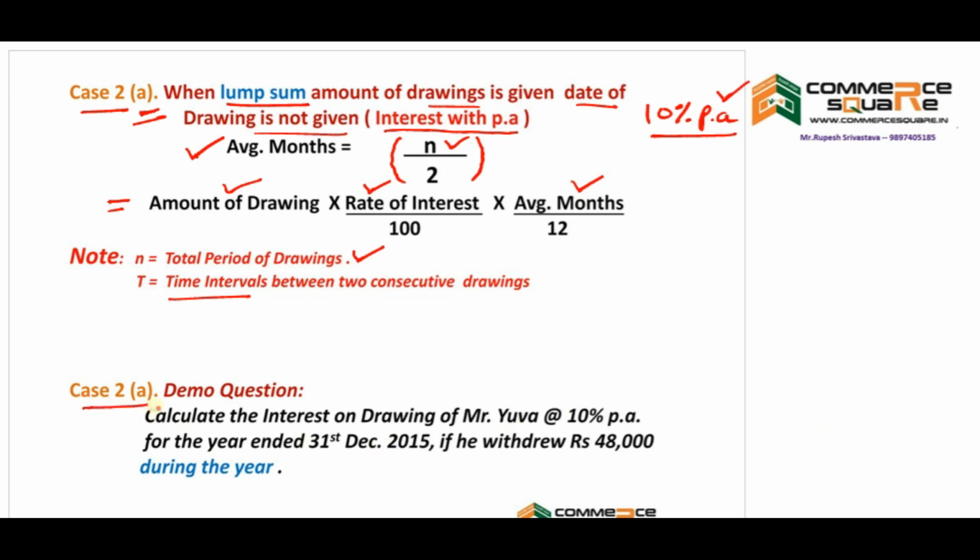Case number 2A, that is percentage with per annum. In this case we have to see what the question says. Calculate the interest on drawings of Mr. Yuva at the rate of 10% per annum, with per annum given along with the percentage, for the year ending 31st December 2015, if he withdrew rupees 48,000 during the year.